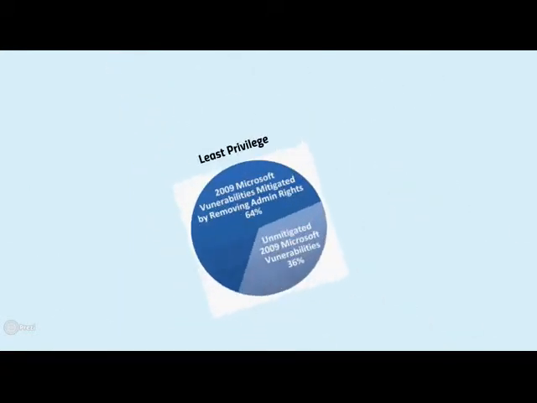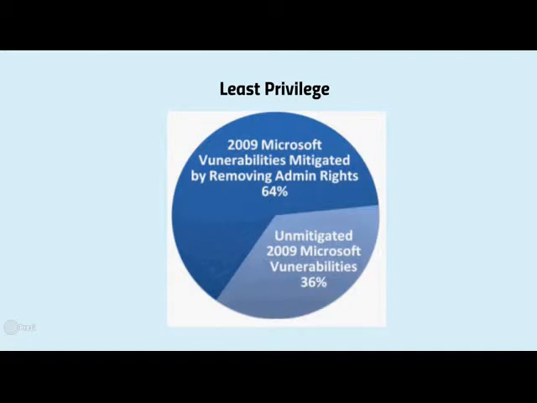Least privilege. Least privilege in access control means that only the minimum amount of privileges necessary to perform a job or function should be allocated. This helps reduce the attack surface by eliminating unnecessary privileges that could provide an avenue for the attacker.